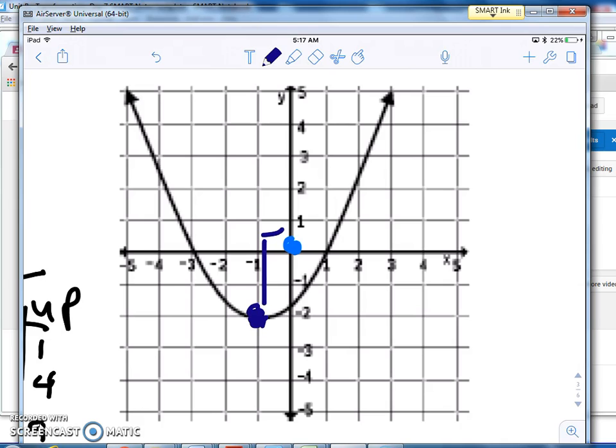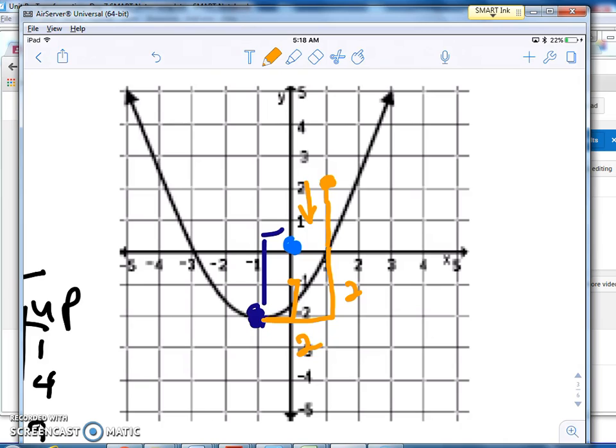And after that, we notice that over 1, up 1 should be right there, but it's not. It looks like it went over 2, up 2, not up 4. It was supposed to go up to 4, so it has been shrunk. This point was supposed to be there, but it's moved down.